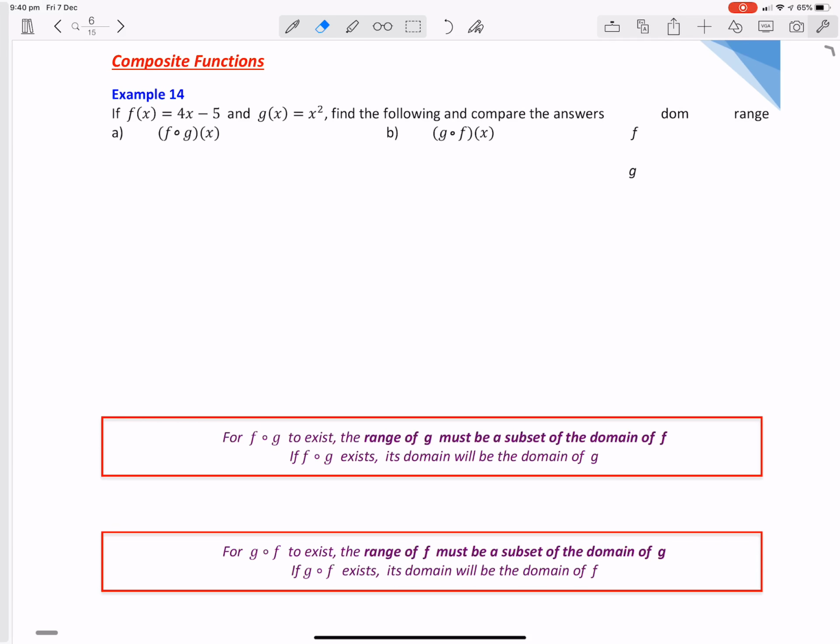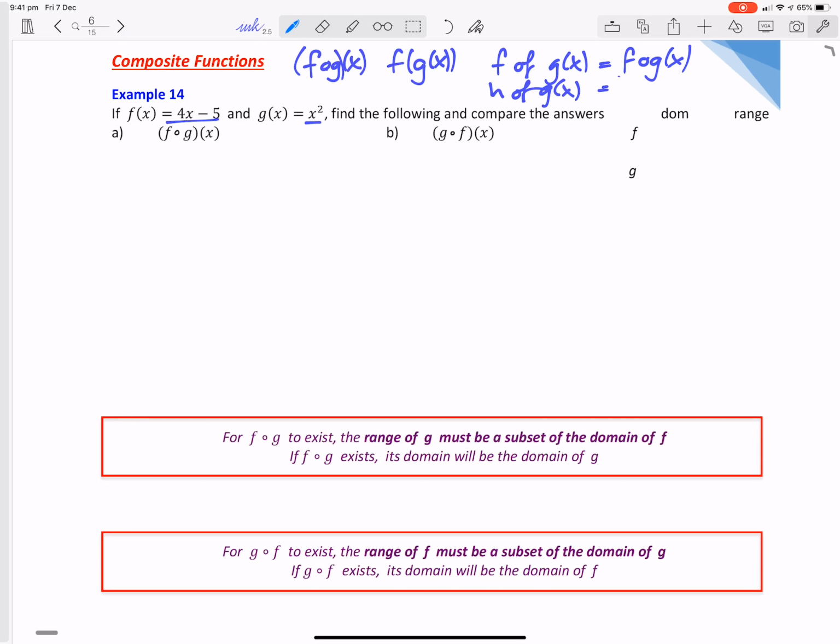So what we're going to look at now, we've got f of x is 4x minus 5, and g of x is x squared. Now I want to work out fog. f-o-g of x is the same as f of g of x. It's an O, not a dot; if it's a dot then it's multiplying. So f of g of x, we call that fog of x. So if you have h of g of x, then you call that hog of x.